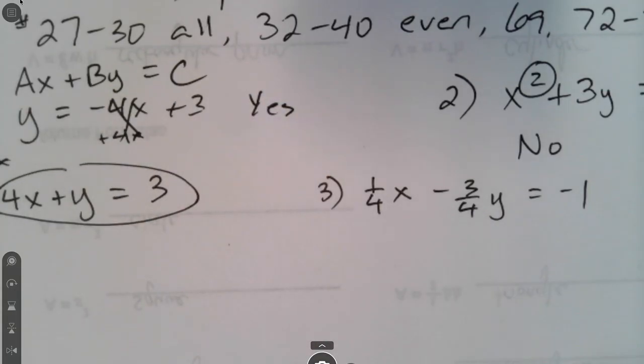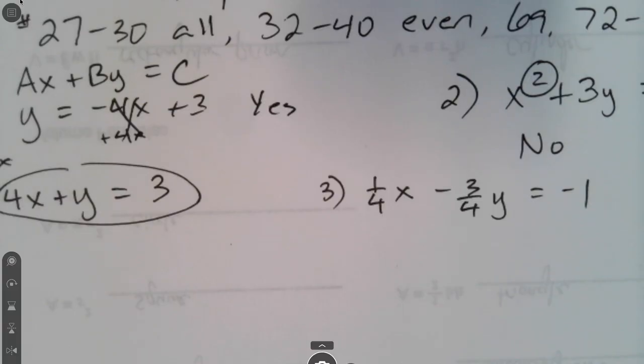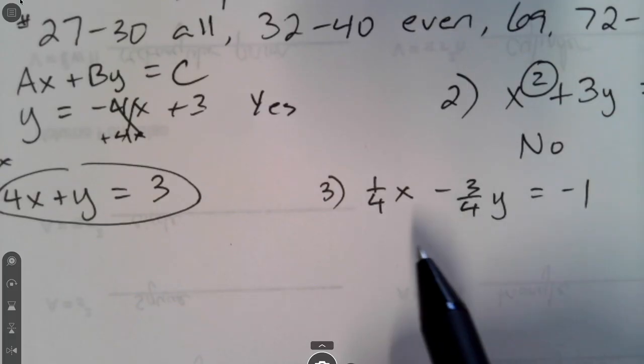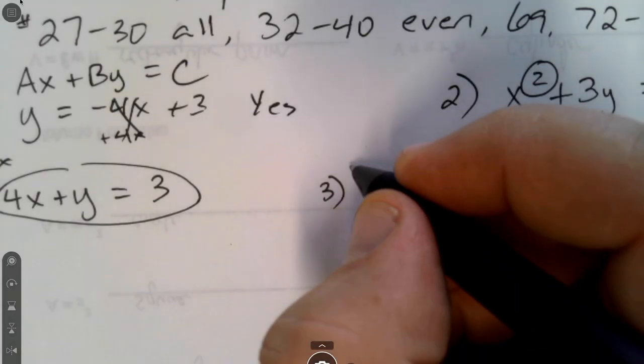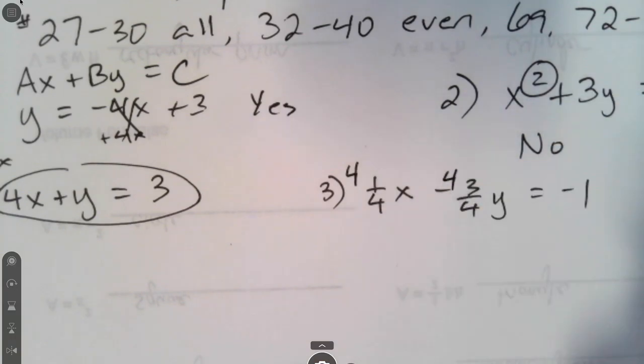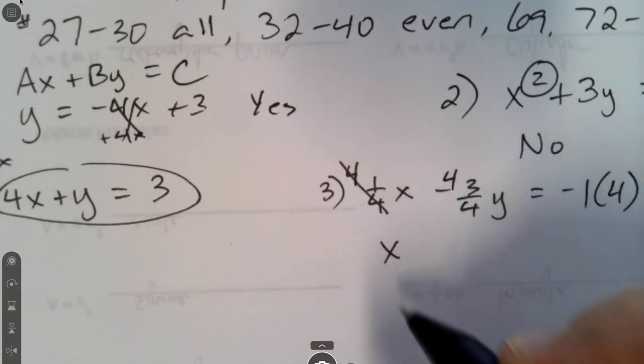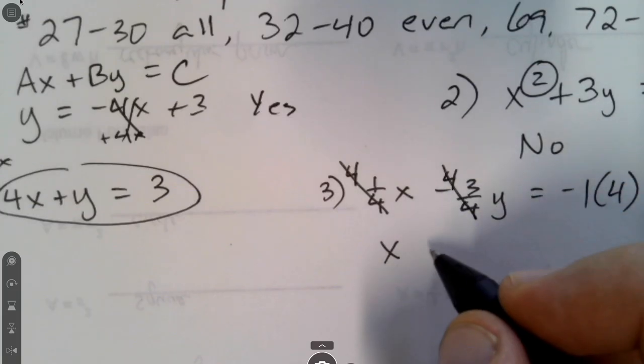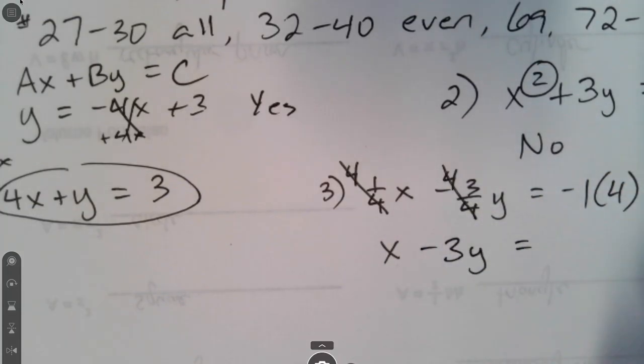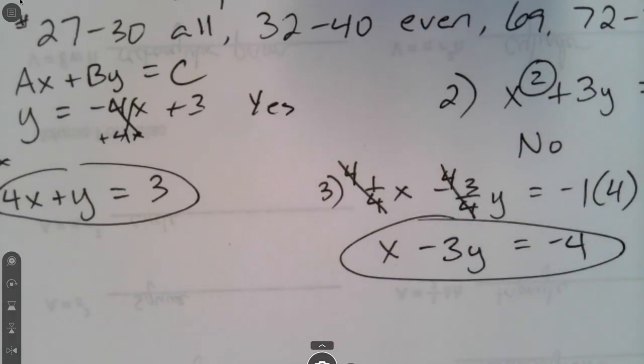But we have fractions, which we're not allowed to have in our final answer for the standard form. To get rid of the fractions, we have to multiply everything by their denominator, which is a 4. So I multiply this term by 4, multiply this term by 4, multiply this term by 4. So here the 4's cancel out, leaving just 1x. You can write 1 if you want to, but you don't have to. Here the 4's cancel out, leaving minus 3y. -1 times 4 is -4, and that's our answer. So make sure you remember the standard form and how to get into it.